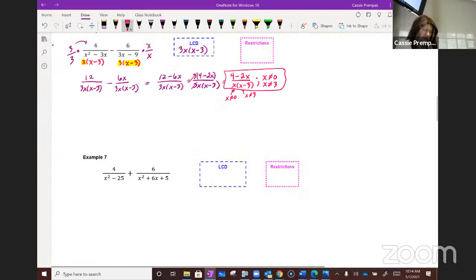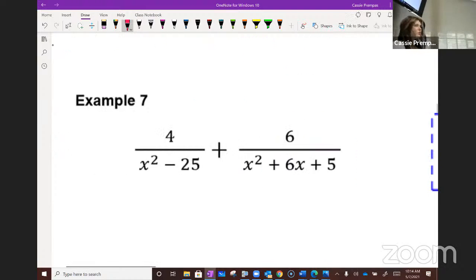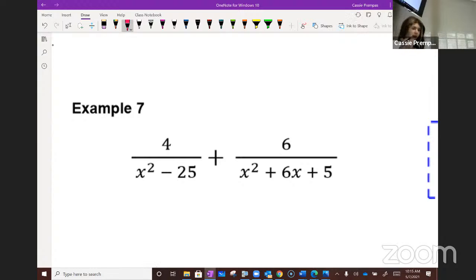All right, on to example 7. Example 7, what is the first step? Factor. What does x squared minus 25 factor down into? X plus 5 and x minus 5. Nice, x plus 5, x minus 5. How about the next fraction?